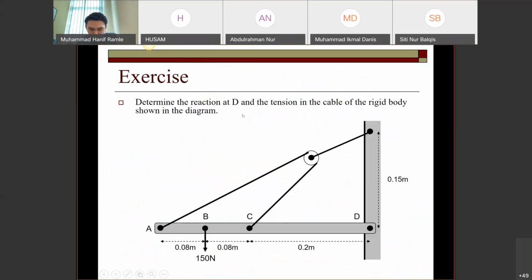The question asks to find the reaction at D and the tension in the cable of the rigid body shown in the diagram. The first thing that you have to do is the FBD. So how to draw the FBD for this system? Which body you want to select? ABCD, Doctor. Yes, ABCD. So you have to draw ABCD.